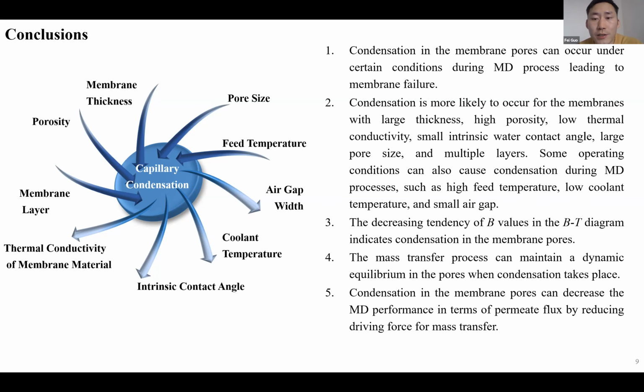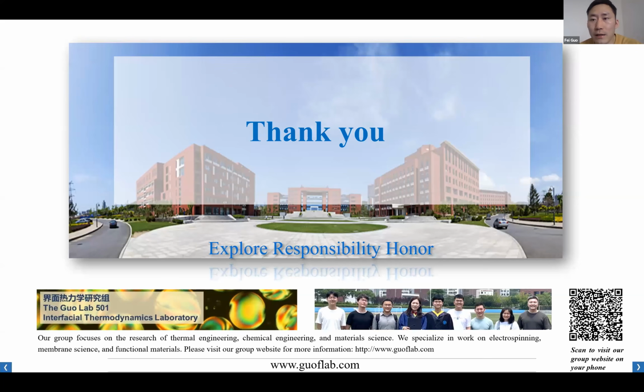Some operating conditions can also cause condensation in MD processes, such as high feed temperature, low coolant temperature, and small air gap. The decreasing tendency of p-value in the BT diagram indicates condensation in the membrane pores. The mass transfer processes can maintain a dynamic equilibrium in the pores when condensation takes place. Condensation in the membrane pores can decrease the membrane performance in terms of permeate flux by reducing the driving force for membrane transfer. That's all, thank you.